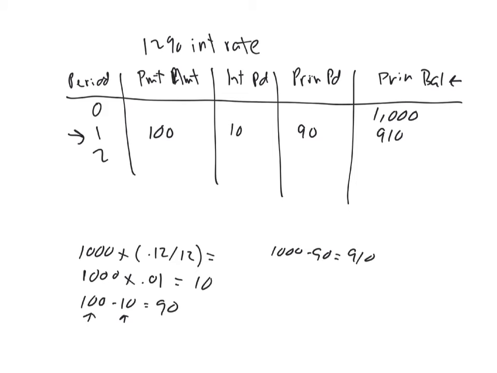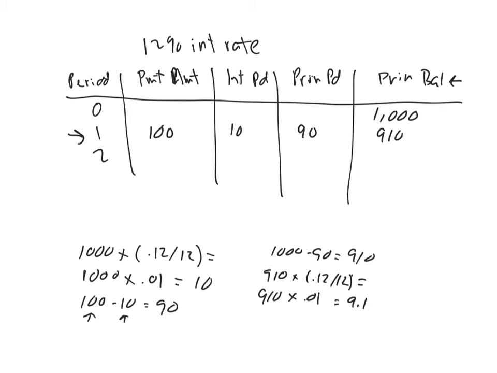Well, we do the same thing over again for line 2. We take our principal balance in the second month, which is 910, and multiply it by our interest, 0.12 divided by 12, which of course is equal to 910 times 0.01, and we're going to come up with $9.10. Great. Now we want to keep it simple. I'm just going to round that to $9 just for the purpose of our demonstration.